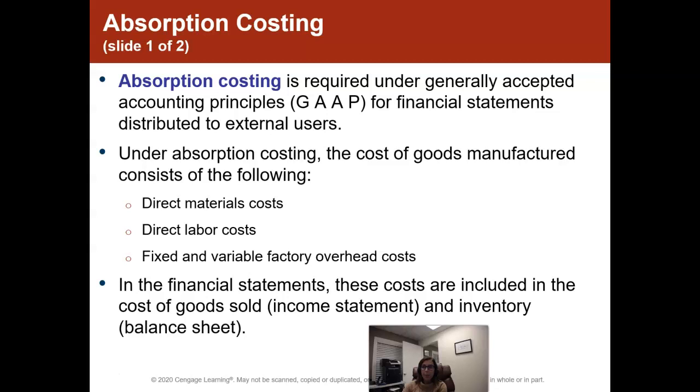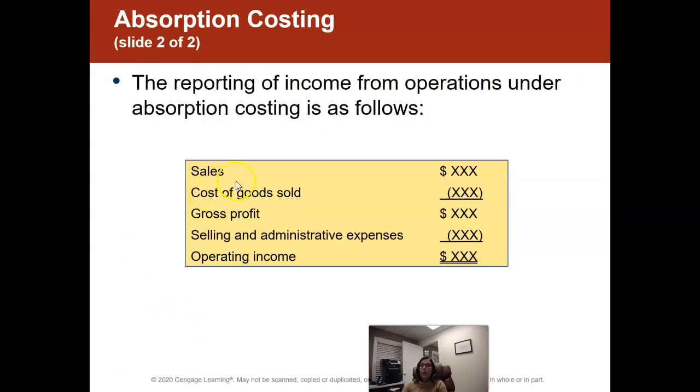principles, or GAAP. When we manufacture goods, we have direct material costs, we have direct labor costs, and we also have factory overhead. Under the absorption costing method, we include fixed and variable factory overhead costs in the cost of goods manufactured. And then they show up on our income statement when we sell them as cost of goods sold, and they're subtracted out to get to our operating income.